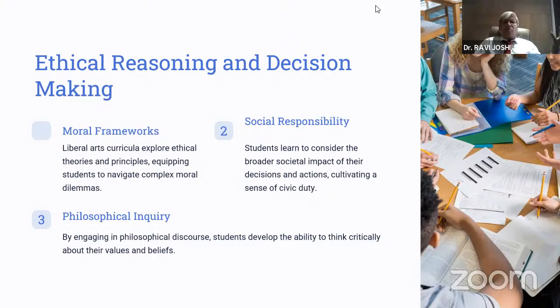Then how do you take social responsibility? Cultivating a sense of civic duty. You see, liberal arts students, again I'm saying, there is huge demand, but jobs are not being found. Why are jobs not being found? They are lacking in these required skills. Philosophical inquiry. The ability to think critically about values and beliefs.